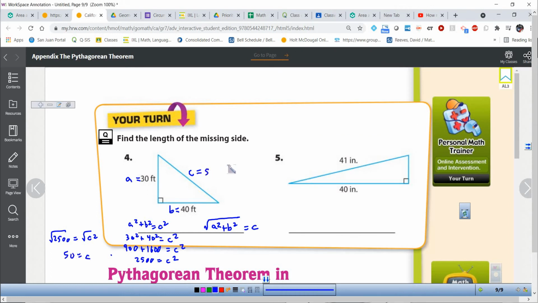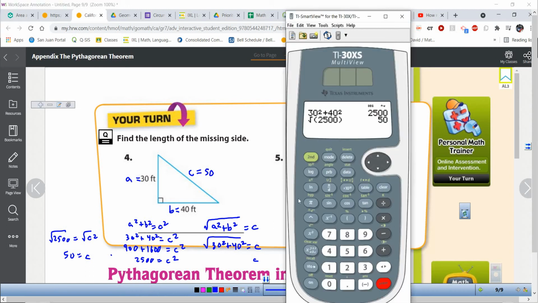All right. Now again, if we wanted to do it a little bit quicker, we would put the square root part first, and we're just going to start the square root of 30 squared plus 40 squared is equal to c. So let me show you what that would be like in my calculator. I'm going to start with the square root. All right, and then I'm going to put 30 squared plus 40 squared. I'm going to close those parentheses, so I'm taking that whole square root, and I get 50.